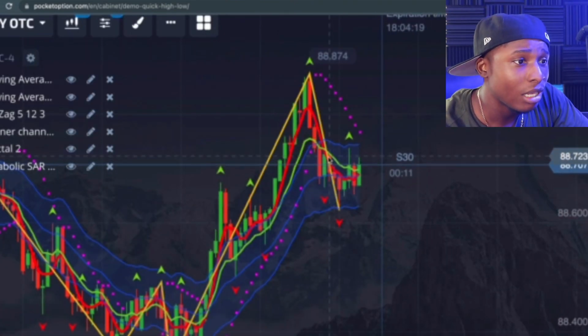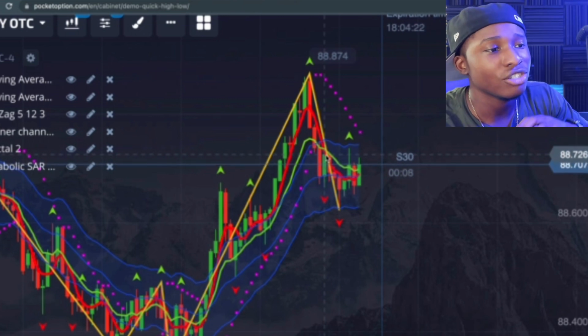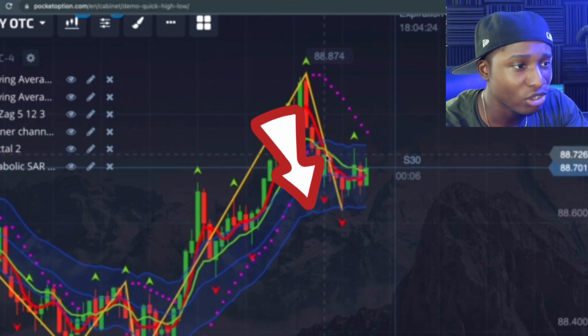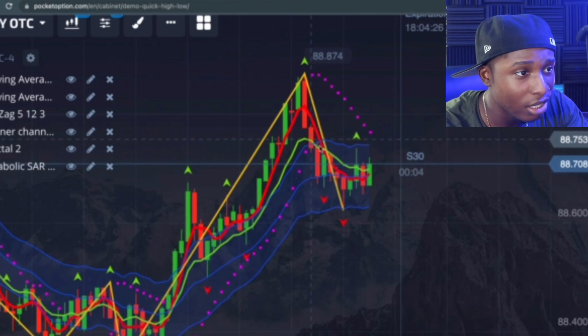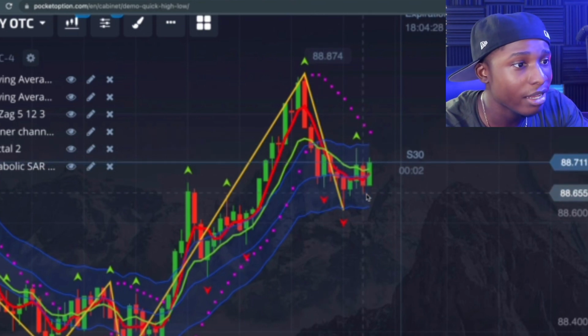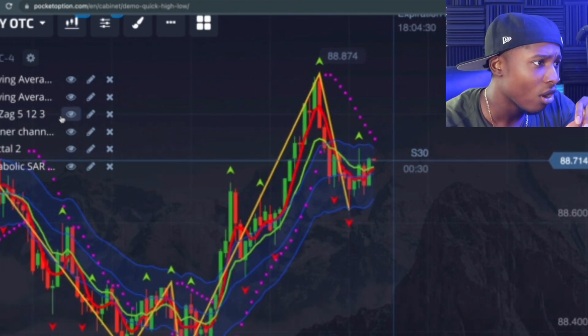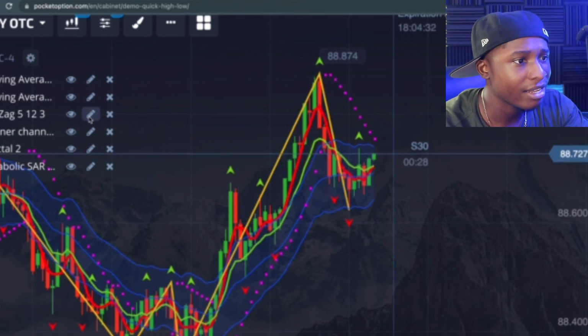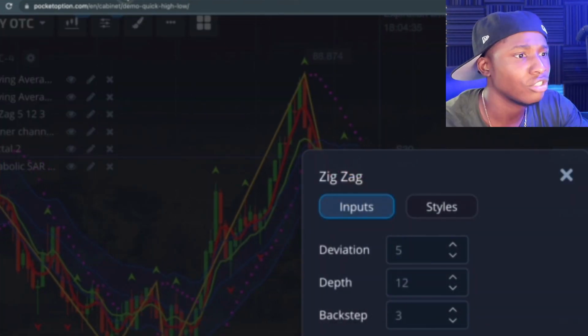So when these lines cross on the moving averages, that means the trend is going to keep going wherever it's going. So right here we have a downtrend, the lines cross about right here, and we're going to keep going down.